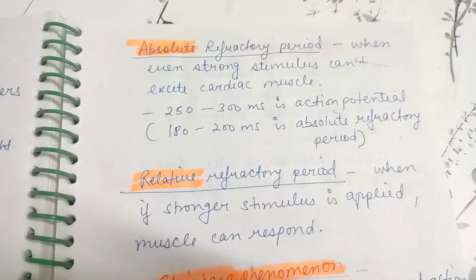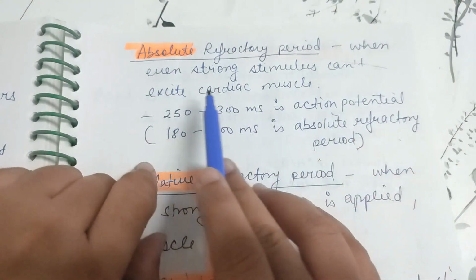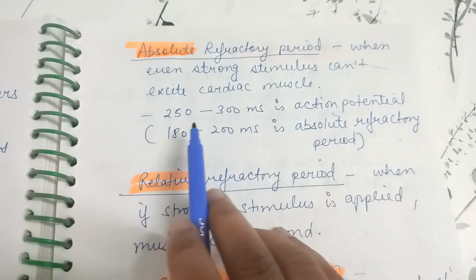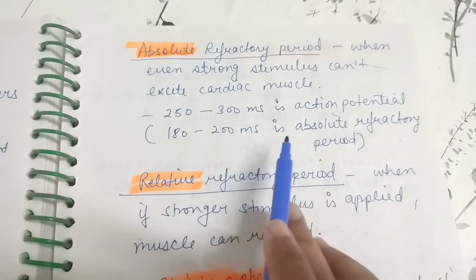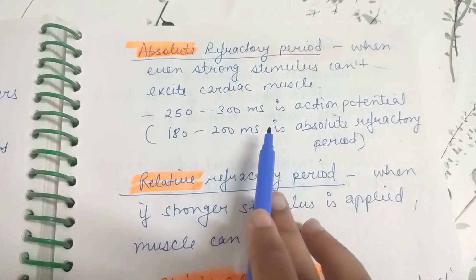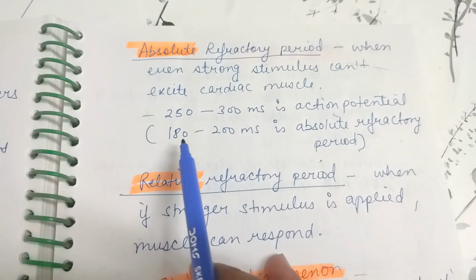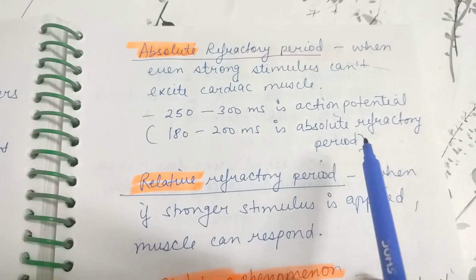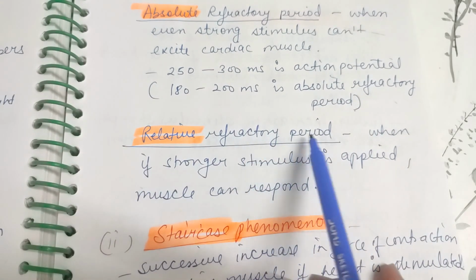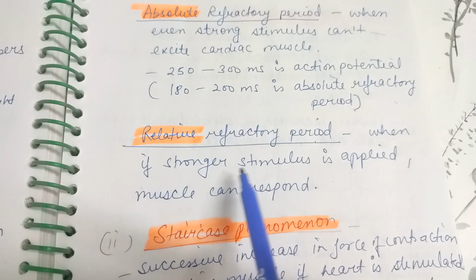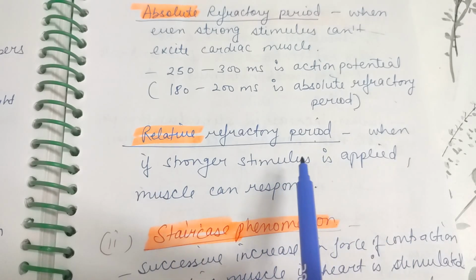So in the absolute refractory period, even a strong stimulus can't excite the cardiac muscle. The action potential is 250 to 300 millisecond, of which 180 to 200 millisecond is the absolute refractory period, from phase 0 till phase 2 or the early part of phase 3. Then in the relative refractory period, if a stronger stimulus is applied, the muscle can respond. So this was all about the refractory period.